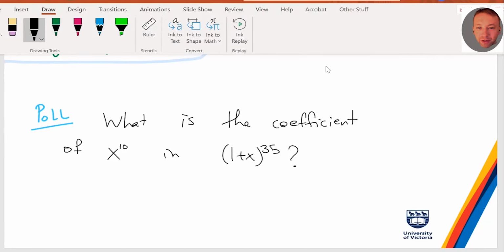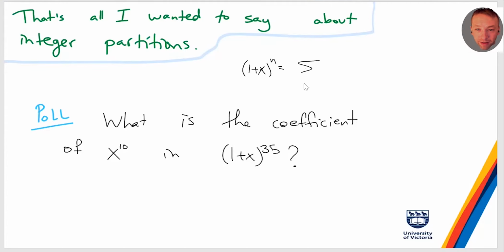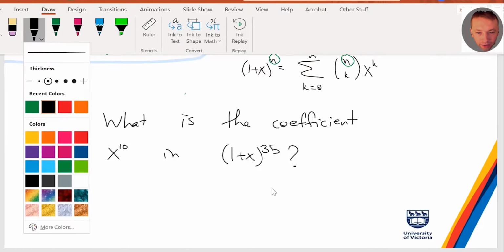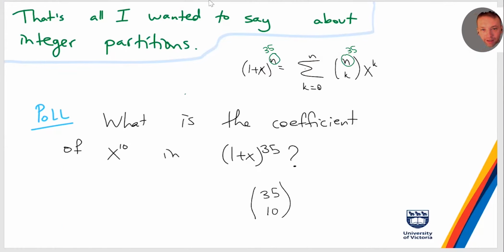right? Remember, (1 + x)^n is equal to the sum from k equals 0 up to n of n choose k, x to the k. So if I plug in n as 35, this is 35 choose k over all the k's. And if you think about the coefficient of x to the 10, it's going to be 35 choose 10. There are no negative ones in there or anything. It's just 35 choose 10.